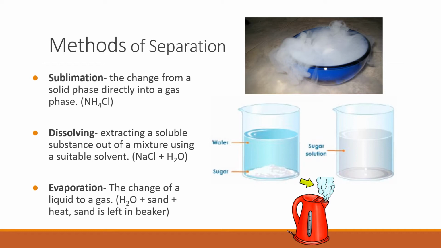The second method, dissolving or solubility, is where you use a solvent to dissolve a substance. So we'll be using water to dissolve the salt in our mixture. And then evaporation occurs when a liquid changes to a gas, and we'll be using that to separate out the water from our wet sand and from our salt water solution.